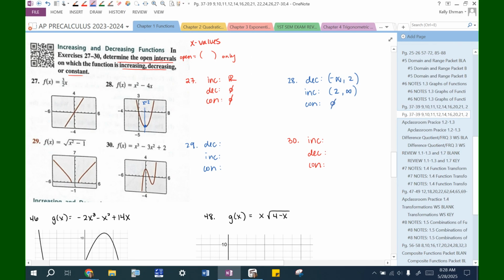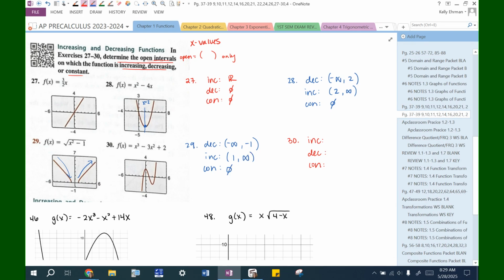29 is this interesting kind of square root. Difference of squares, but when you subtract the other way, you don't get a half circle, you get this kind of shape happening. So first you're decreasing and then you're increasing. So decreasing from negative infinity to negative 1. And we're still using an open circle there because at negative 1, the graph doesn't continue to decrease. There's no point to the right of that. And then increasing from positive 1 to infinity, and again, never constant.